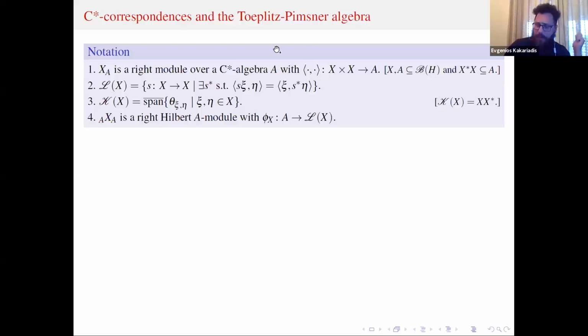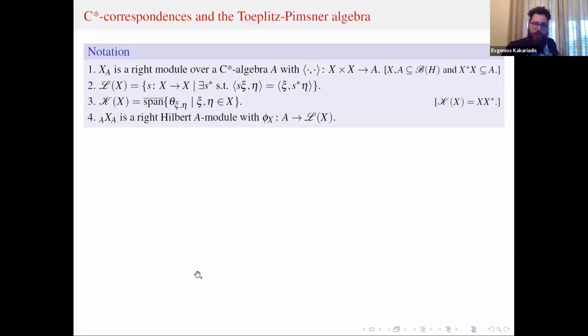So a basic example of a right module is a Hilbert space, where A is, of course, the complex numbers. If you want to think of this in an algebraic way, you may think of the compact operators as the linear span of the elements xi eta star. And we'll say that X is a C*-correspondence. So _AX_A will denote a right Hilbert A-module along with a left action given by A, and you have a homomorphism from A into the adjointable operators.